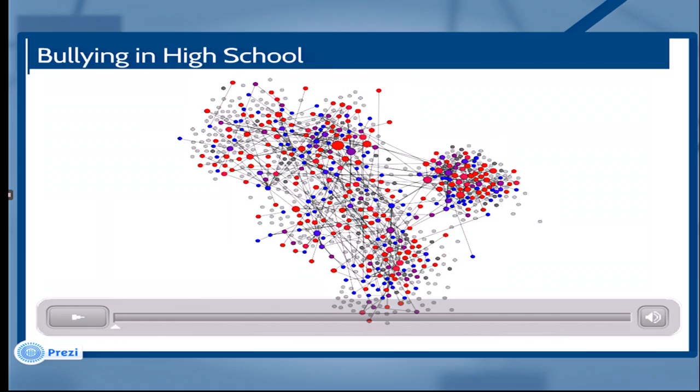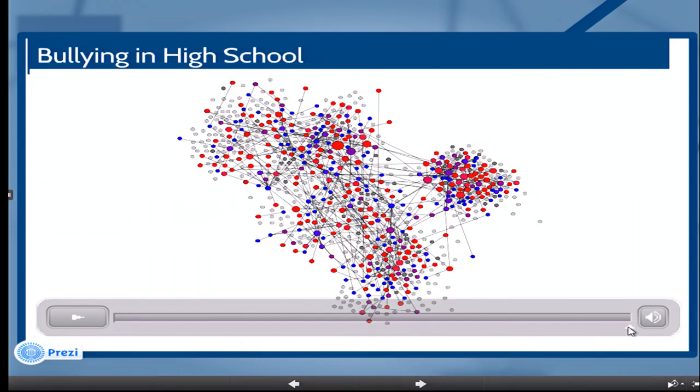And so the lines you're going to see emerge are bullying relationships. Kids are going to start changing color from gray to red if they're sending bullying ties, blue if they're receiving them, and purple if they're doing both. So hopefully this will work. But it's okay if it doesn't. Yeah, it doesn't seem to be doing what I thought it would. But what happens is, as you can see, this is kind of the end state.